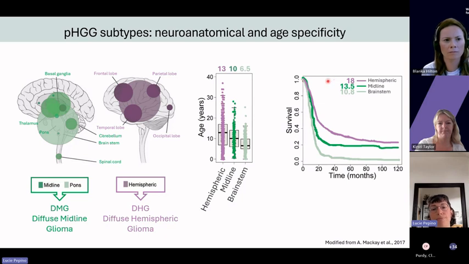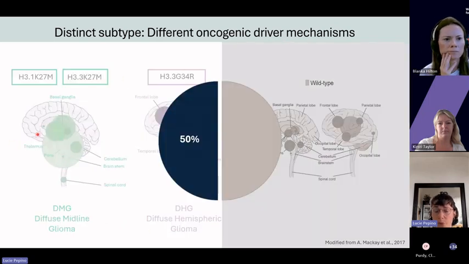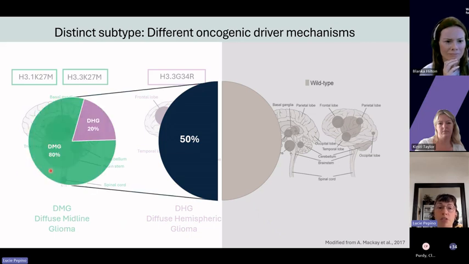Interestingly, the anatomical distribution of these tumors is associated with distinct histone mutations. DMGs are associated with H3.1 and H3.3 K27M mutations, while DHG is associated with the H3.3 G34R mutation. You also have some wild-type histone pediatric high-grade glioma, but in the lab, we are only focusing on the histone mutant pediatric high-grade glioma that represents 50% of the patients. And among this 50%, 80% are DMG patients and 20% are DHG.